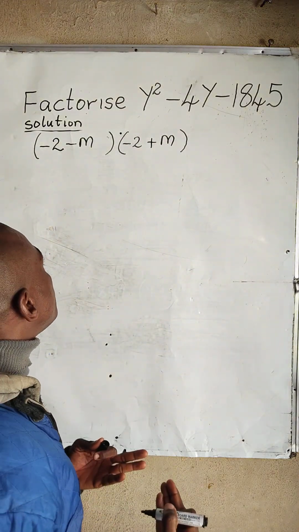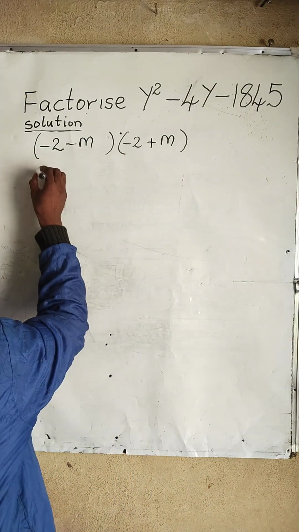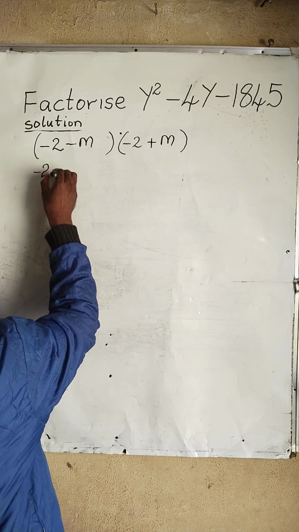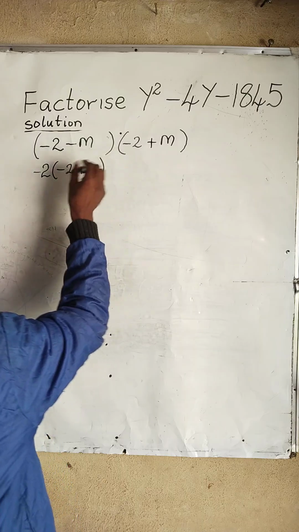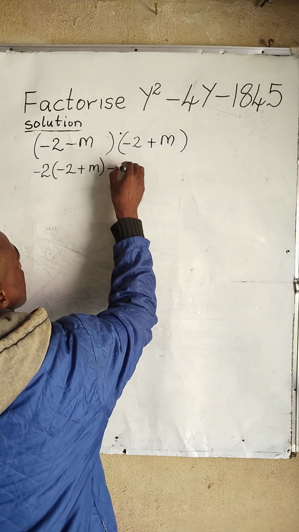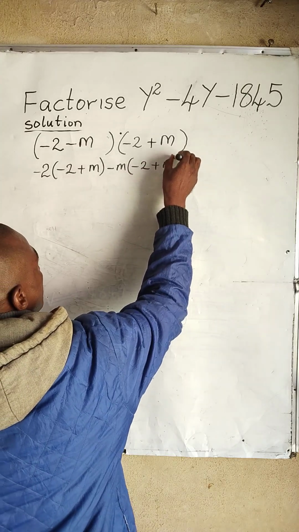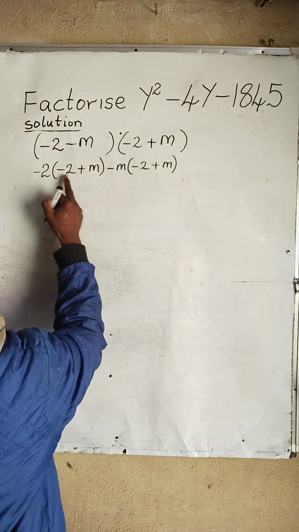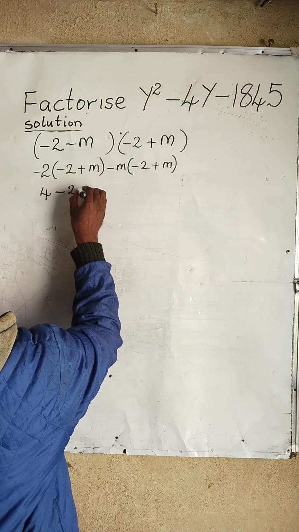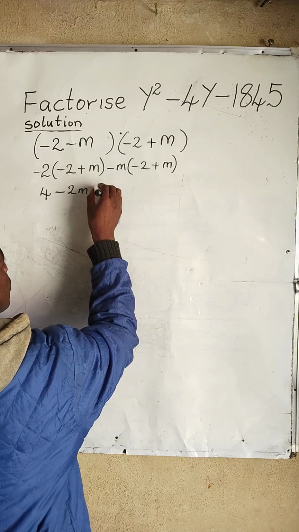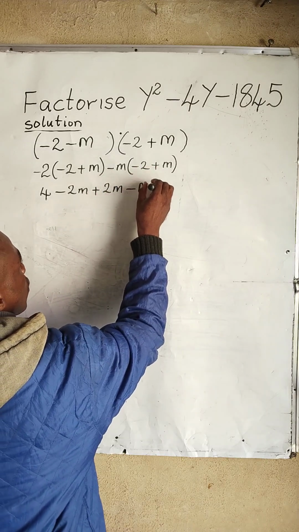The next step now will be expanding. I will expand this. In the course of expanding this, we will have minus 2, bracket open, minus 2 plus m. For the next one, we will have minus m, bracket open, minus 2 plus m. I will now simplify it. If you multiply this, it will give us 4. Multiply this, it will give us minus 2m. Multiply this, it will give us plus 2m. Multiply this, it will give us minus m squared.